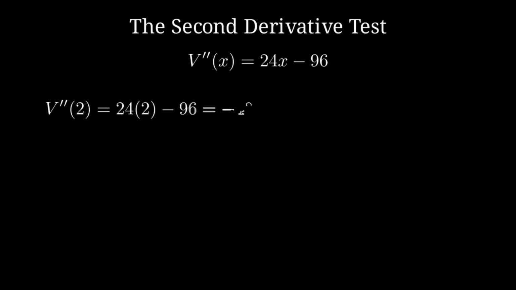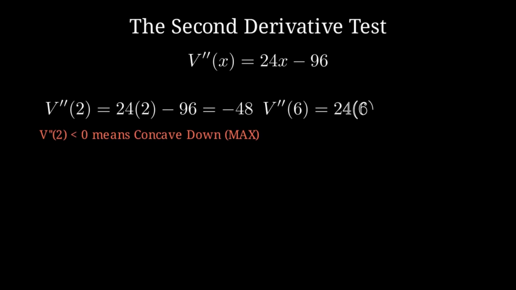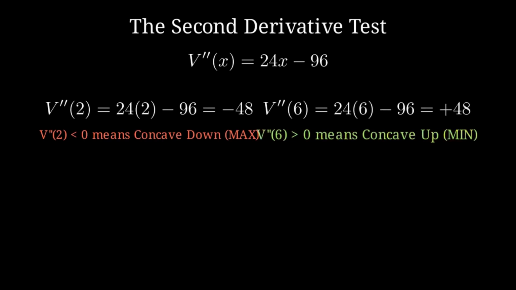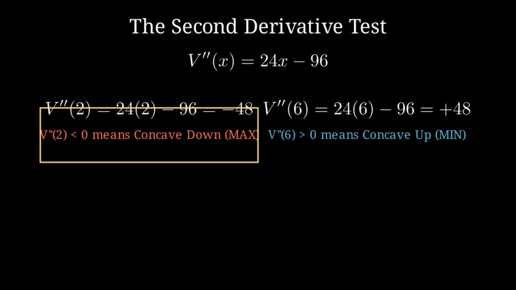To be absolutely certain, we can use the second derivative test. A negative second derivative at a critical point indicates the graph is concave down, confirming a local maximum. Since our second derivative is negative at x equals 2, we have mathematically proven it is the maximum.